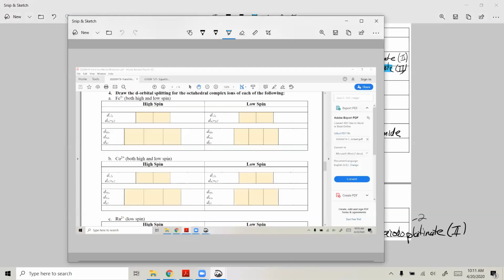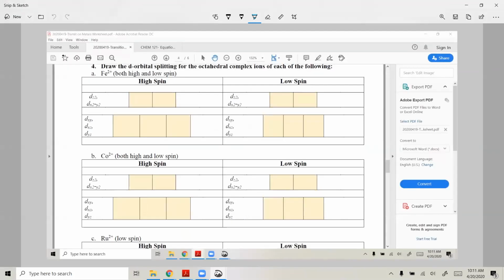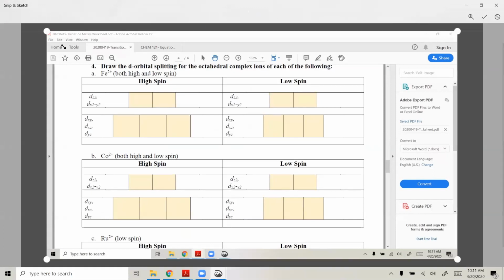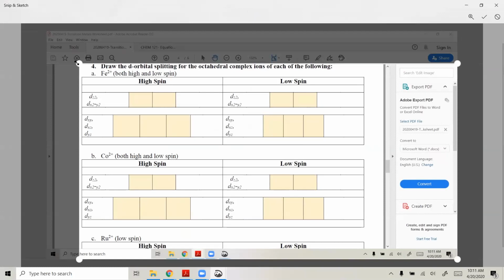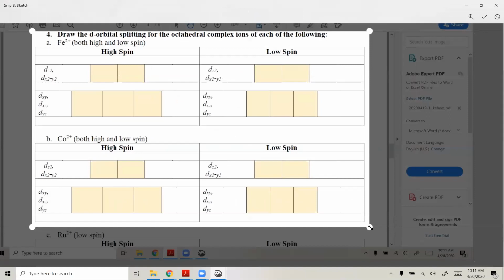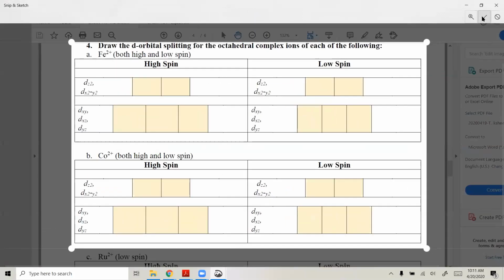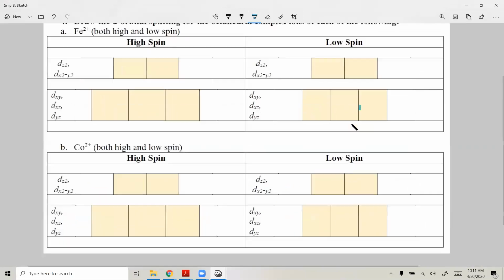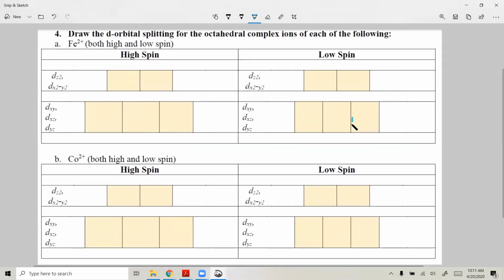We're going to look at this next section now. We're going to look at our d orbital splitting, and I've already told you these are all going to be octahedrals. So I've given you their splitting diagrams down here at the bottom. And we're going to compare them with our low spin versus our high spin. The first thing that we have to do is figure out how many electrons we need to account for.